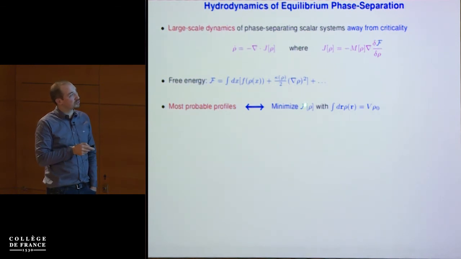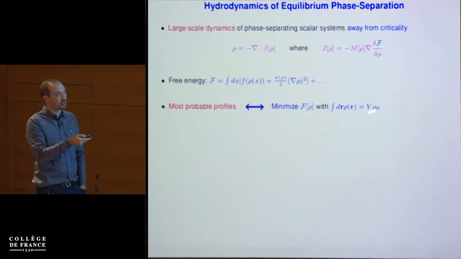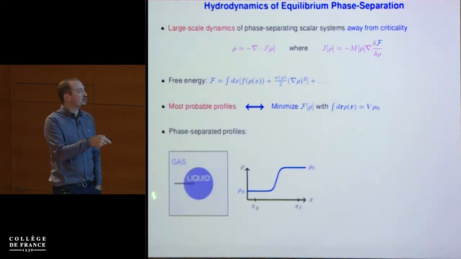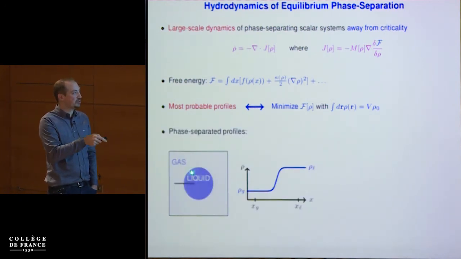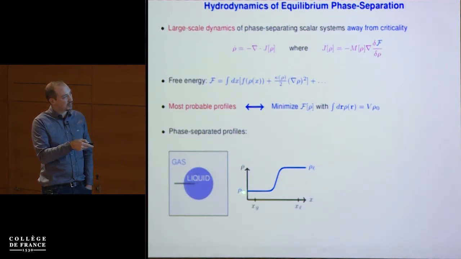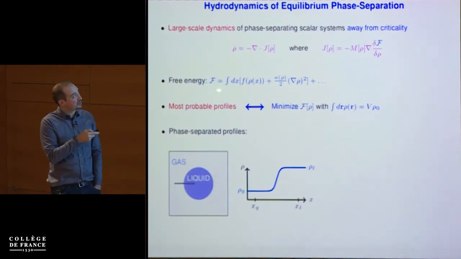So I want to minimize my free energy, and if I'm working in a system which is closed, I know that I have one constraint, which is that my total number of particles is fixed. So how do I do that? Well, imagine that you have a phase-separated system, so you have a droplet of liquid surrounded by gas. You look at an interface, you go through an interface, typically the profile looks like that. And I want, for instance, to compute the gas density and the liquid density. To do that, I will extremize my free energy with this type of profile.